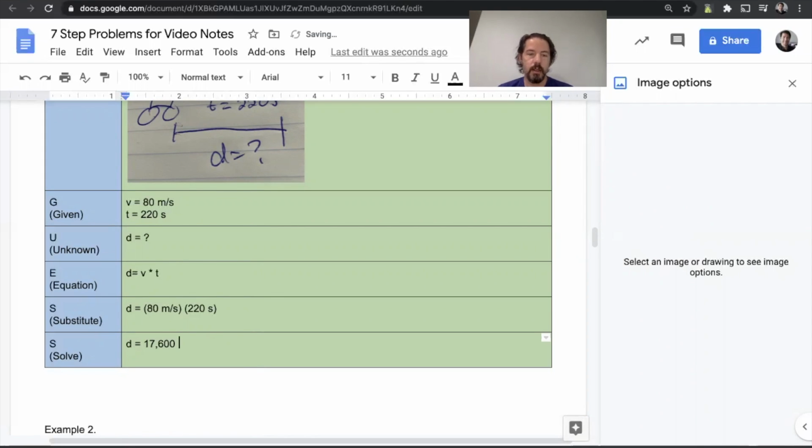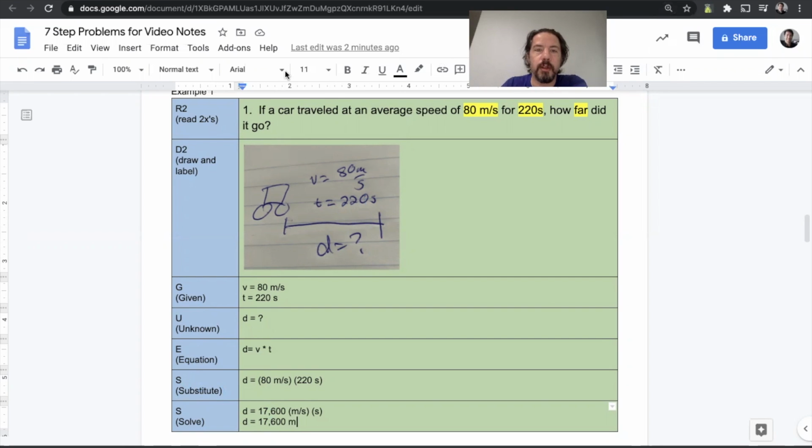17,600. But now I've got units here. So I've got meters per second, but I've also got seconds. And if we write that out by hand, what we would see is seconds is on the bottom of a fraction here, and this one is actually on top of the fraction, and the seconds would cancel. And we're going to get D equals 17,600 meters.